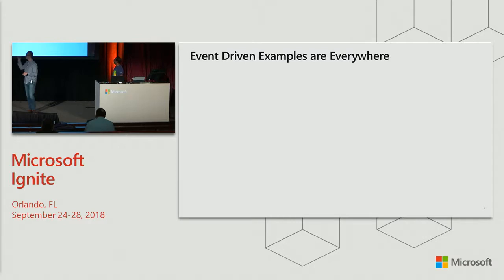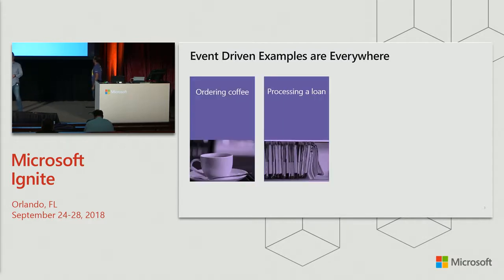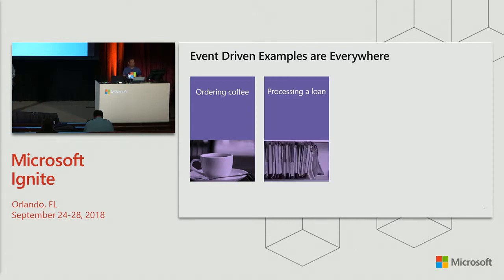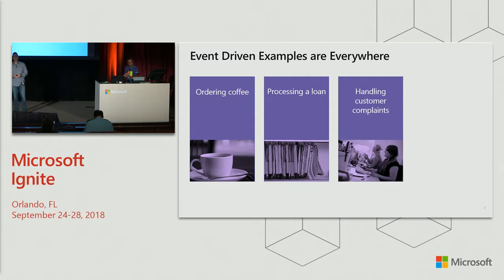And of course, when you look at event-driven systems, they're all over the place, right? You order coffee, somebody triggers somebody to go build something for you. You go ahead and process a loan, and that moves as a series of events as you close a loan and fund a loan. And all these things are not a synchronous process. They're chained together as a series of events.